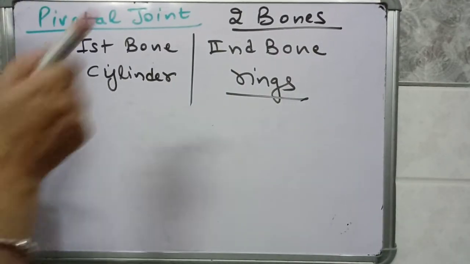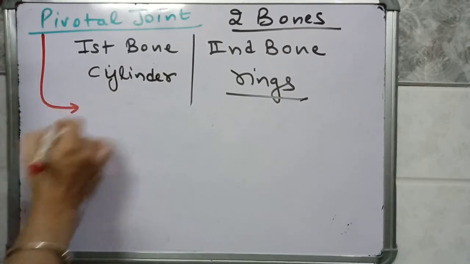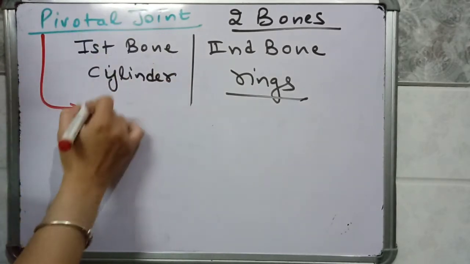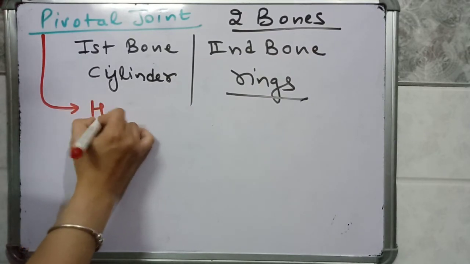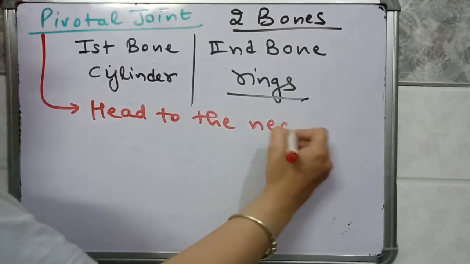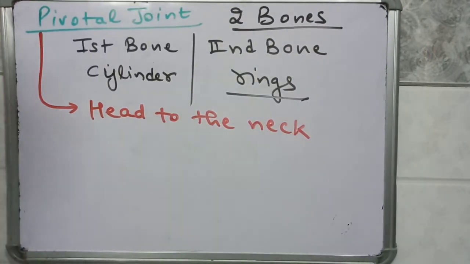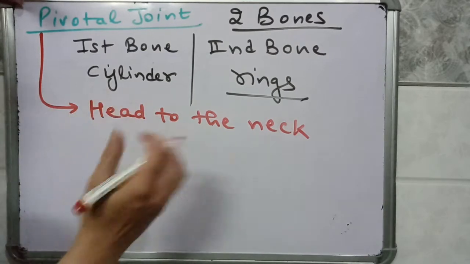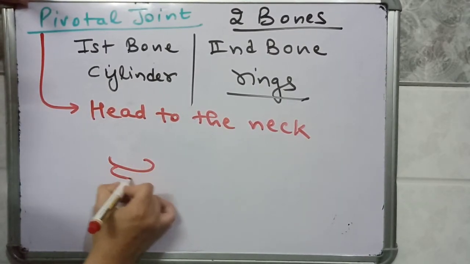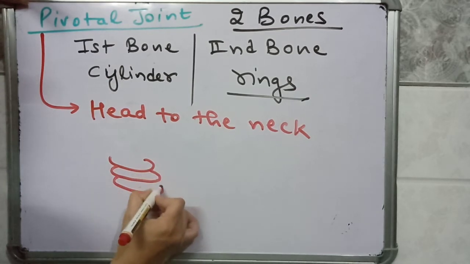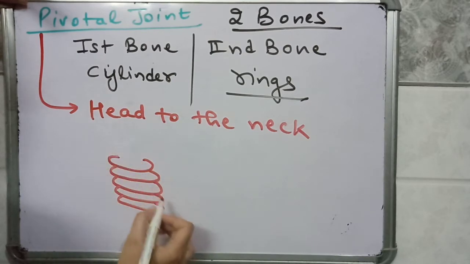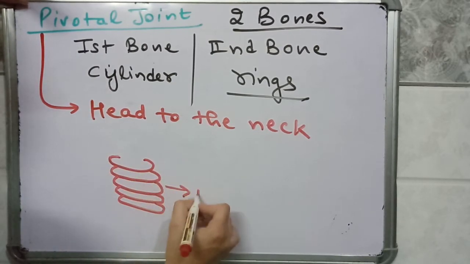For example, this kind of joint, the pivotal joint, is present in our neck. The pivotal joint connects our head to the neck. So how is it connecting? In our neck, various ring-like bones are present.